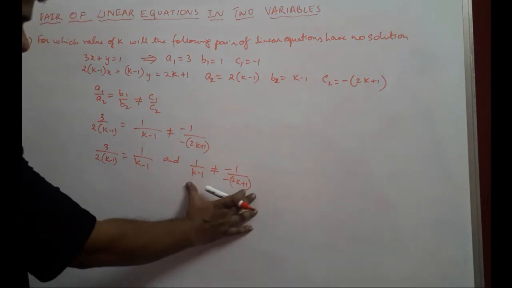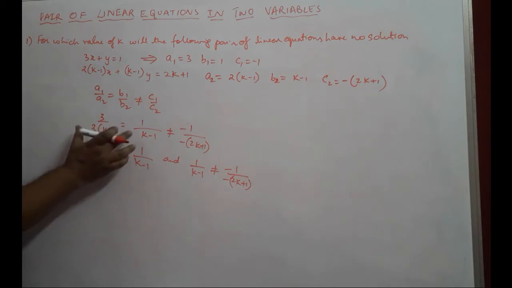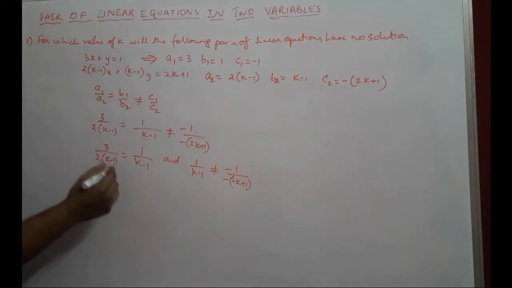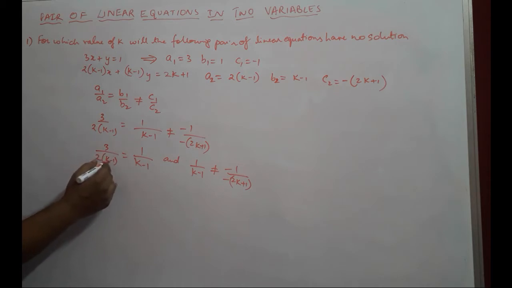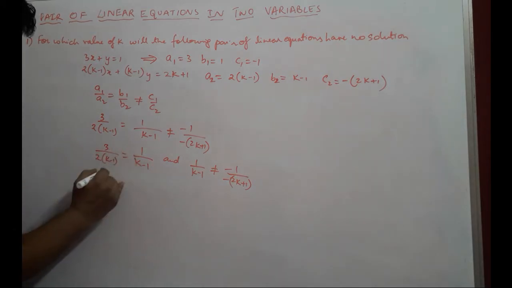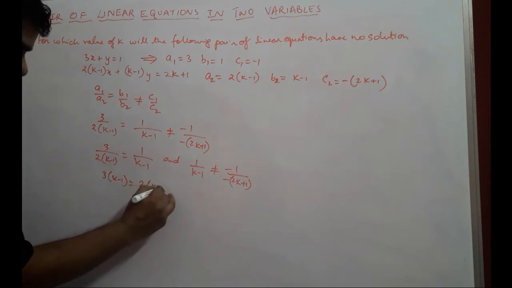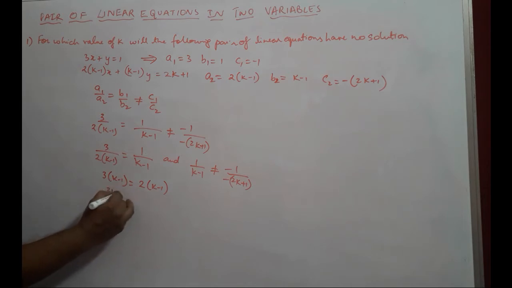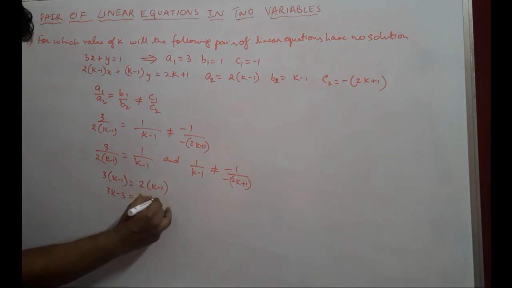So we can't use this, but we can use this to find the value of k, and for that particular value of k we will arrive at this particular situation. Okay, so let's begin. So over here we have 3 upon 2 into k minus 1 and 1 upon k minus 1. So now we cross multiply both of them. So 3 into k minus 1 equal to 2k minus 1. We open the brackets, 3 into k gives us 3k, 3 into minus 1 gives us minus 3, and 2 into k gives us 2k, 2 into minus 1 gives us minus 2.